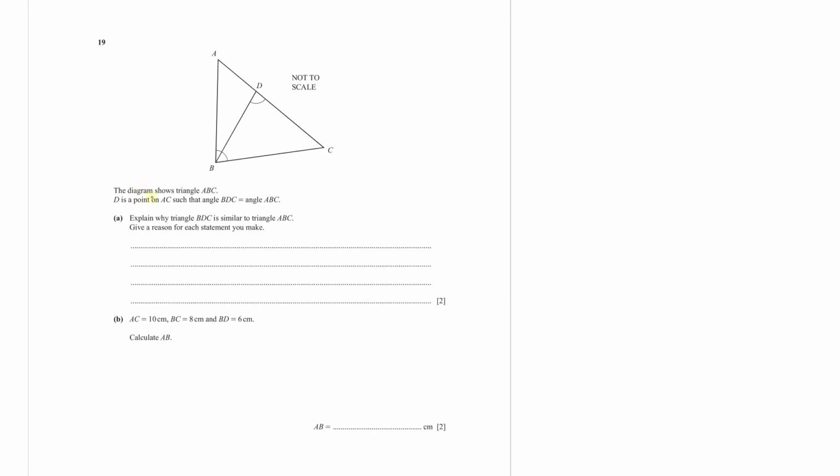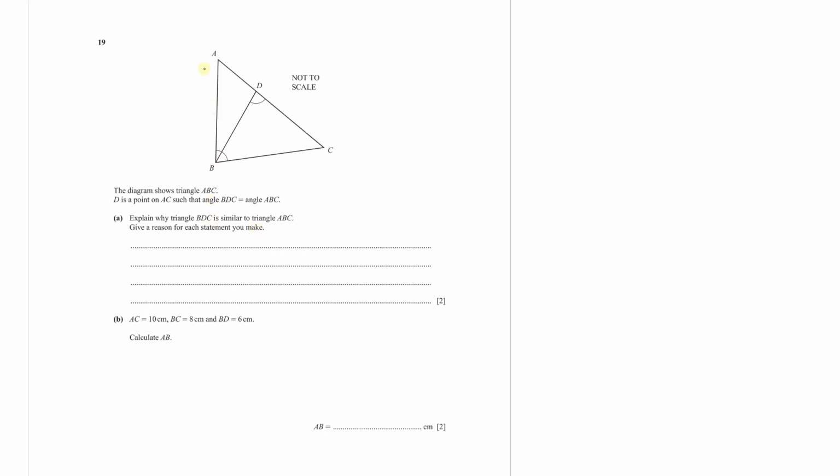Question number 19 is the diagram shows triangle ABC. D is a point on AC. So D is this point on line AC such that angle BDC is equal to angle ABC. So these two angles that are marked are equal. Explain why triangle BDC is similar to triangle ABC. Give reasons for your answer.